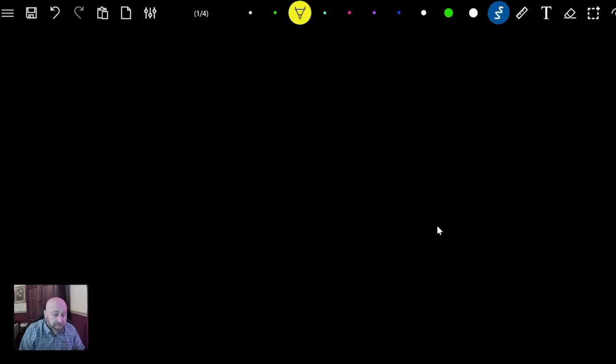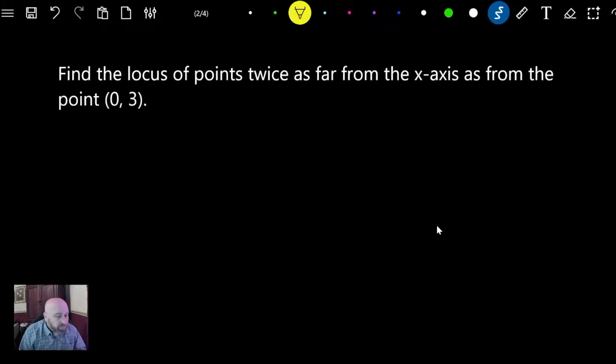All right, next one. Find the locus of points twice as far from the x-axis as the point 0, 3. And again, you might want to sketch this out. So you might want to draw a little sketch, your x and y. Doesn't have to be perfect. Where is point 0, 3? Point 0, 3 is 0 on the x and 3 on the y. So we'll just call it right about here. So there's 1, there's 2, there's 3.